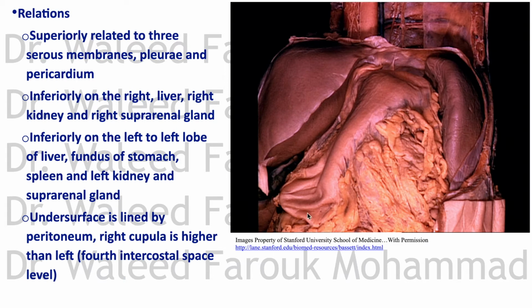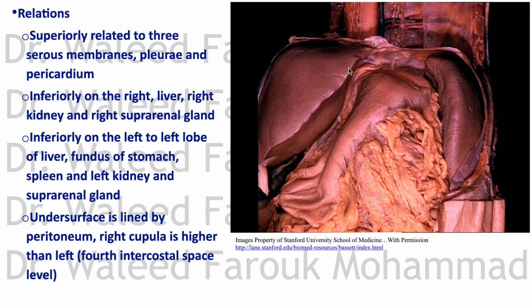Now the relations of the diaphragm are even easier. Superior relations: it's related of course to the thoracic cavity and pericardium. So actually it's related to three serous membranes, the pleura, one on the left and one on the right, and the pericardium in the middle. So you will not forget it. Three serous membranes: the pericardium and two pleurae.